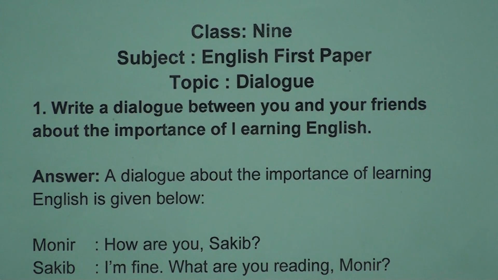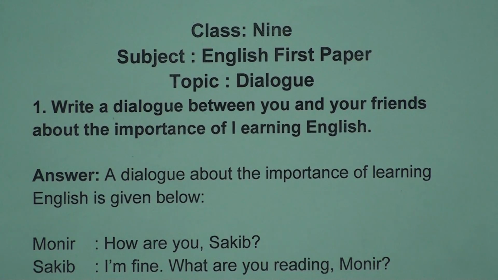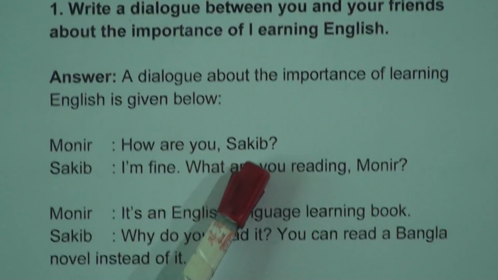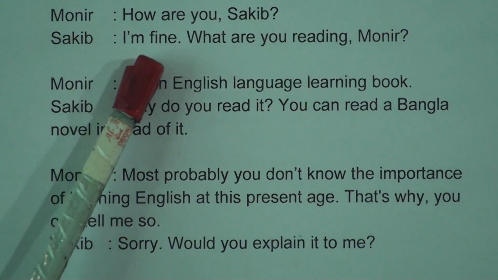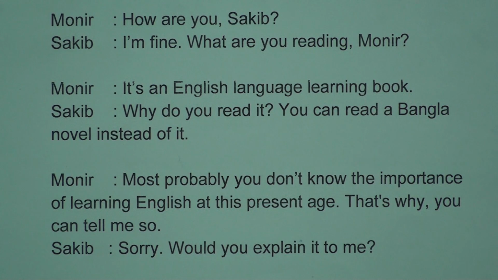So now suppose you are Sakib and the name of your friend is Manir, or you can also write here myself. Now look, Manir, how are you? Sakib. Now Sakib is saying, I'm fine, what are you reading? Manir. So at first you will greet each other in the dialogue. You can say hi, hello, or you can say good morning, or you can greet each other, or you can ask how are you, this type of question, and then you will go to the main point. You have to ask some questions and you have to give the answer of some questions. Like this you will continue your dialogue on the given topic.